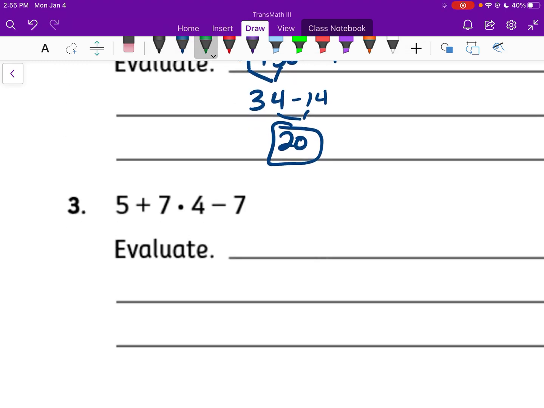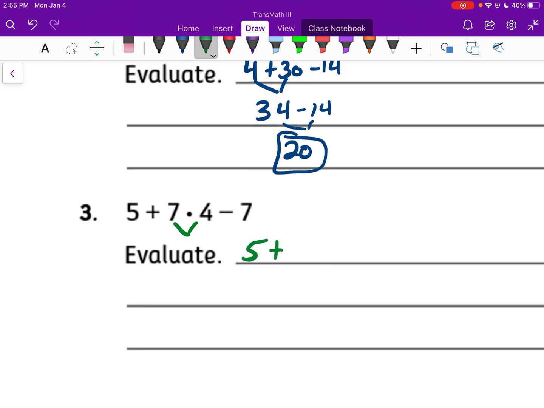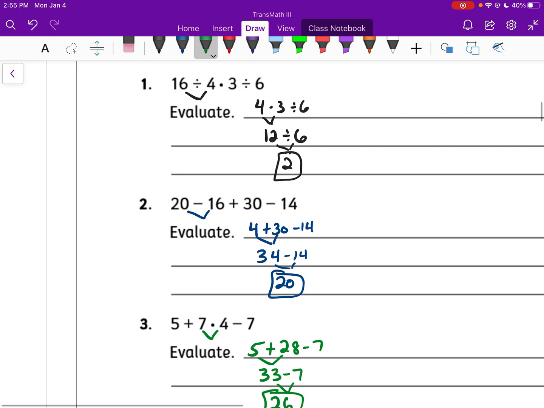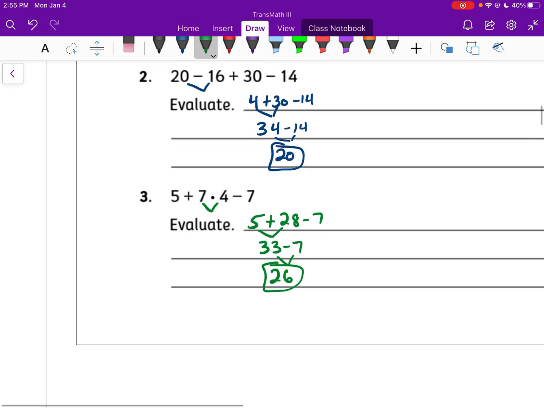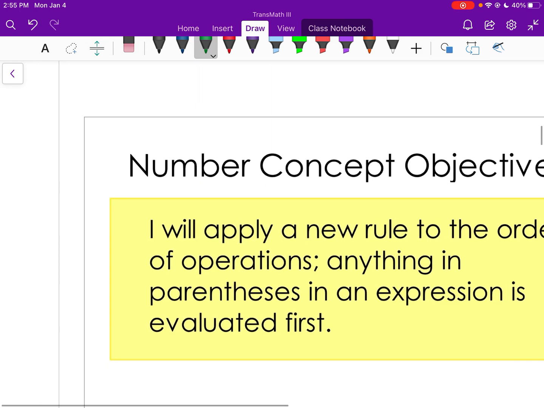Finally, number 3, adding, multiplying, subtracting. Again, first level of thinking up to this point is our multiplying, so I need to do the 7 times 4 first. Just rewriting the 5 plus 7 times 4, we're going to get 28 minus 7. All that's left is adding and subtracting, so working from left to right, 5 plus 28, we're going to get 33 minus that 7, which will give us 26. So that is evaluating numeric expressions using PEMDAS in our order of operations.